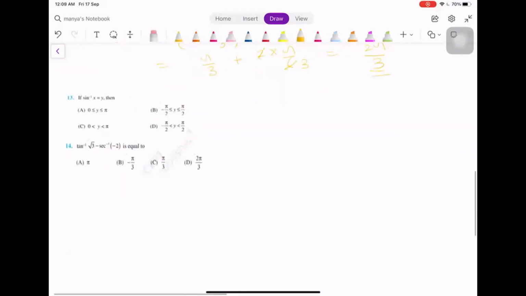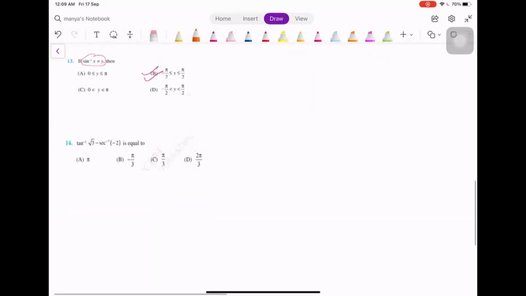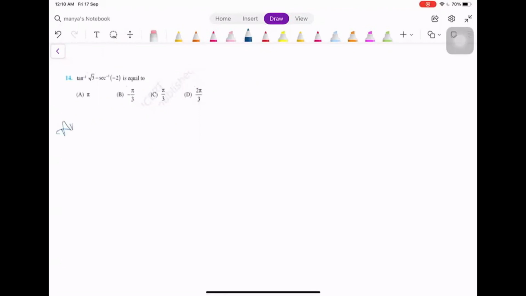Let's move to the 13th question. In the 13th question, you are given sin inverse x is equal to y. So option B matches your answer according to the question. Sin inverse x is equal to y. So where will y lie? Y will lie between minus pi by 2 to pi by 2. That is the range of sin inverse x. Whatever the range of sin inverse x is, y lies within it. You can call it the principal value range or principal value branch, whatever you like. So the answer is option B.